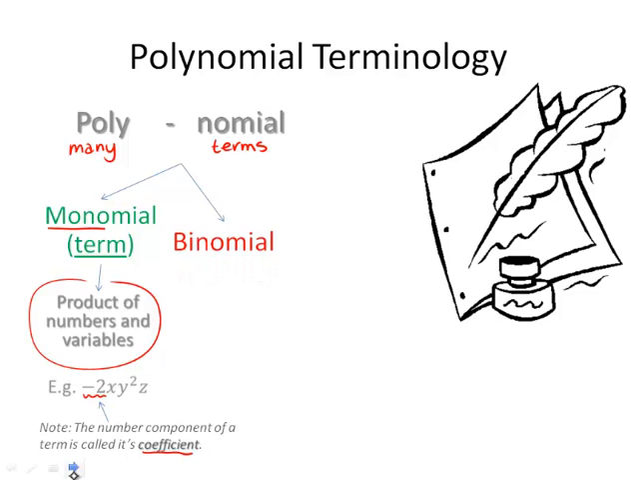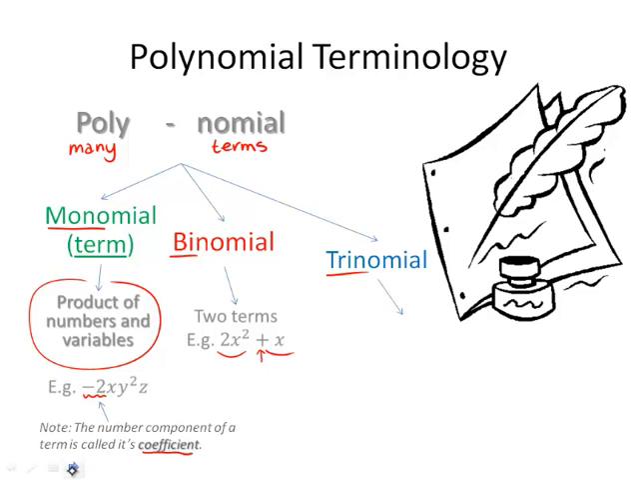You could also have something called a binomial, bi referring to two terms. Terms are separated with pluses and minuses. That's one nice way to see the terms. You could also have a trinomial, which implies there are three terms, and so on.